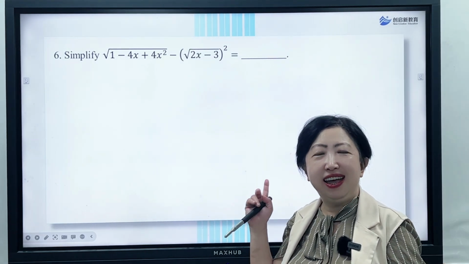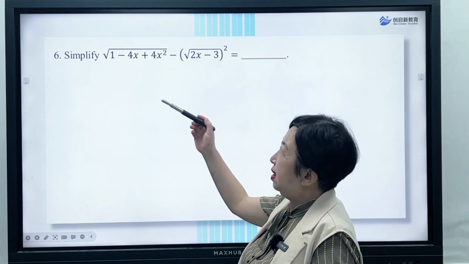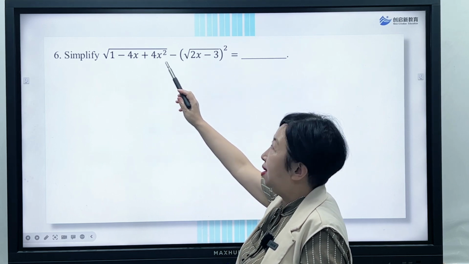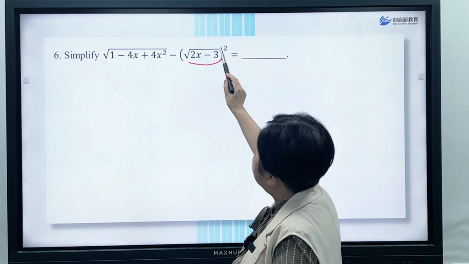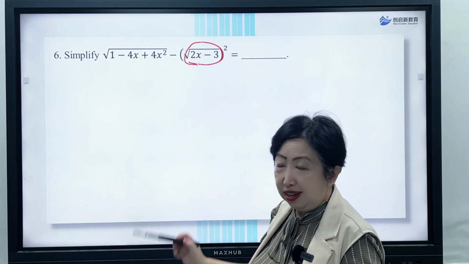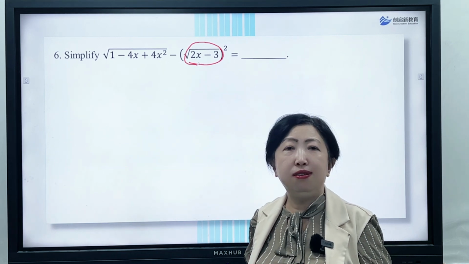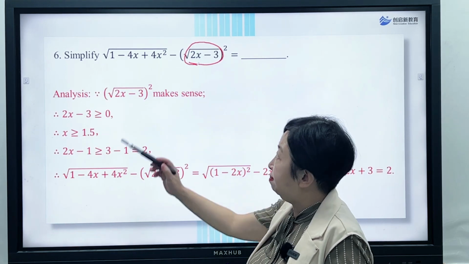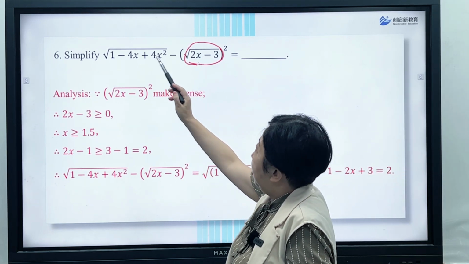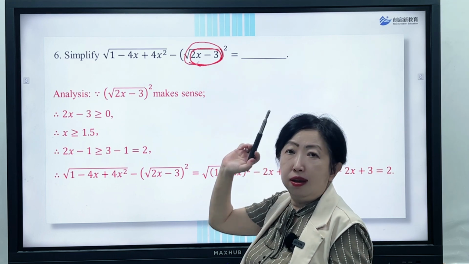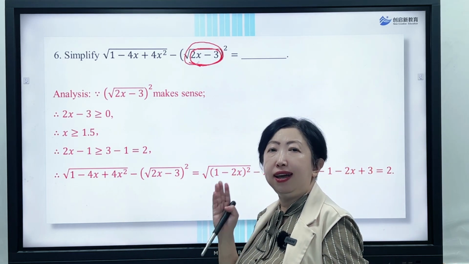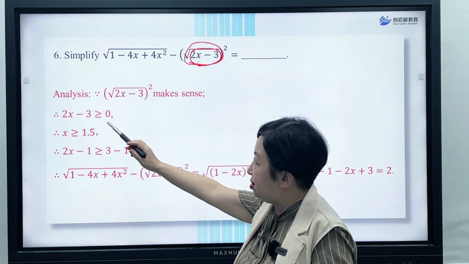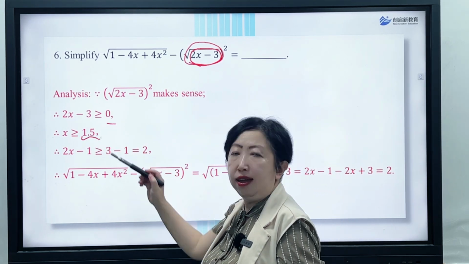Let's go on to have a look at this interesting example. For this example, simplify the square root of 1 minus 4x plus 4x squared, plus the square root of 4x squared minus 12x plus 9. Here is the square of this radical. We don't know what x equals, but we can simplify it. We know here the 2x minus 3 has to be negative, positive or 0, so it is greater or equal to 0. So we can get x is greater than or equal to 1.5.